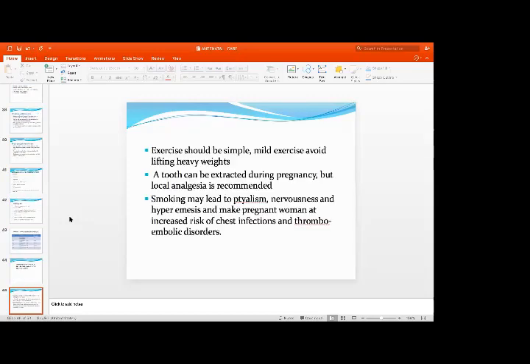As I told you earlier, exercise should be simple and mild, not heavy weightlifting. A tooth can be extracted if she has any problem with her tooth. She can get it extracted during pregnancy, but local anesthesia is recommended. She should not take general anesthesia. Smoking should be stopped because it may lead to nervousness and hyperemesis, and puts pregnant women at increased risk of chest infections and thromboembolic disorders. So she should stop smoking.